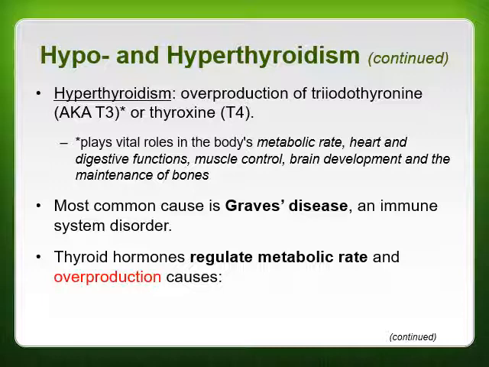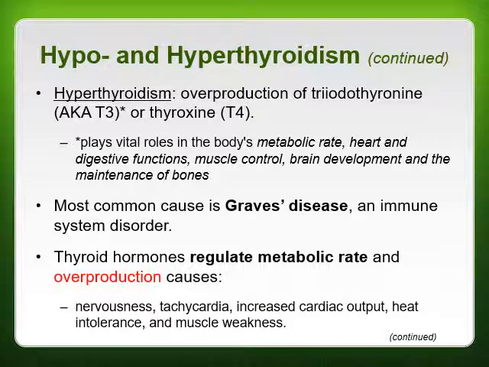Again, thyroid hormones, they regulate your metabolic rate, and overproduction, why is that a problem? Because we just got done talking about not having enough. What'd be wrong with having too much? Well, it can cause nervousness, tachycardia, increased cardiac output, heat intolerance, muscle weakness, and none of those sound very good, so that's why it's problematic. We want to be in the normal range.